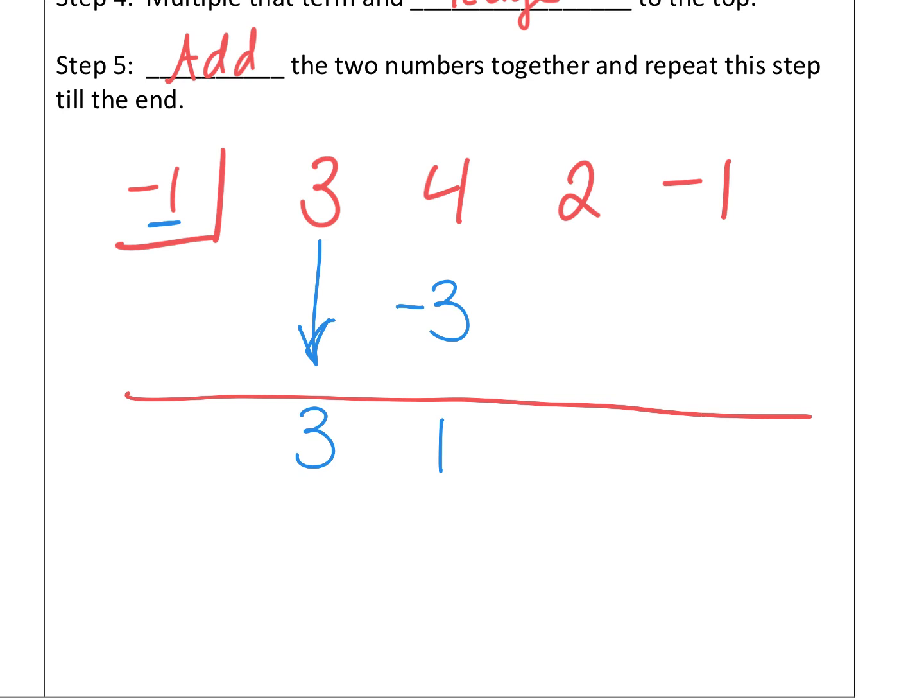Now we repeat. We take the 1 times the ledge guy. 1 times -1 is -1. Place it here. Add them up. 2 plus -1 is 1. Take that, multiply it by the ledge guy. 1 times -1 is -1. Add them up. -1 plus -1 is -2.